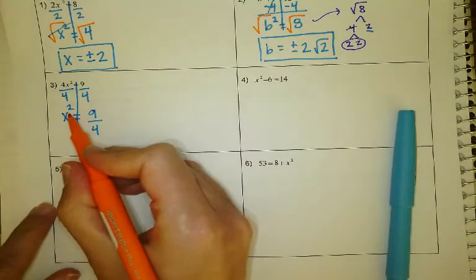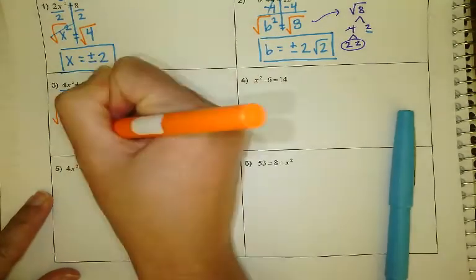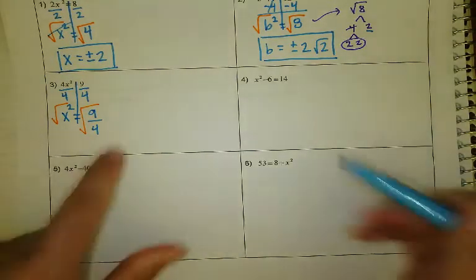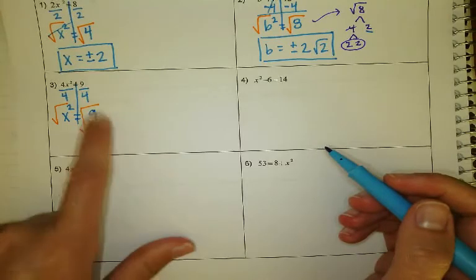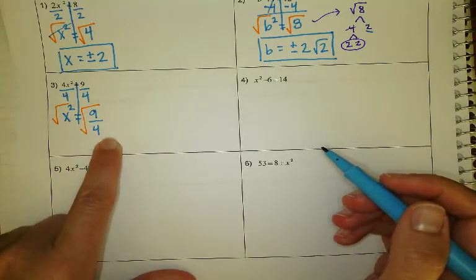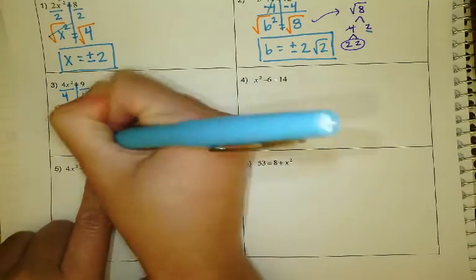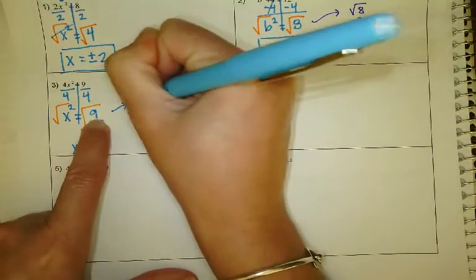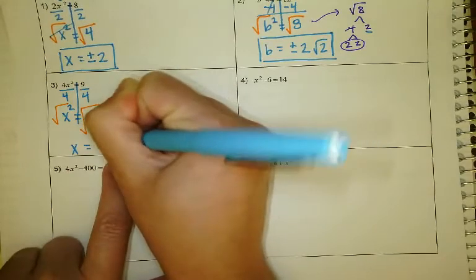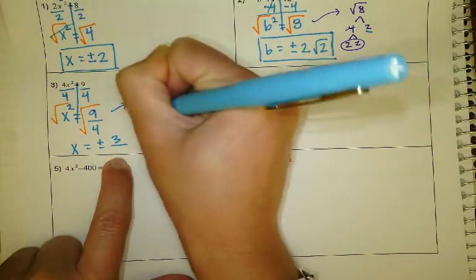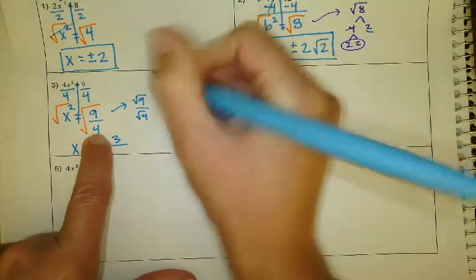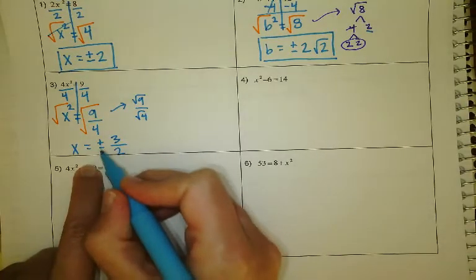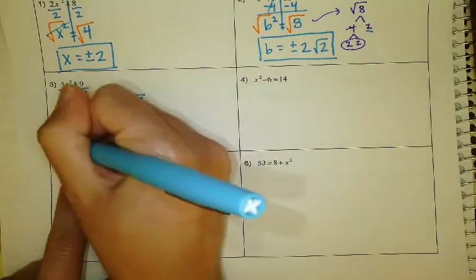And now to cancel the squared, we'll take the square root on both sides. And the nice thing here is that these 9 and 4 are both perfect squares. So if I think about them separately, on the top, the square root of 9 is 3, and on the bottom, in the denominator, the square root of 4 is 2. So the answer here is positive and negative 3/2.